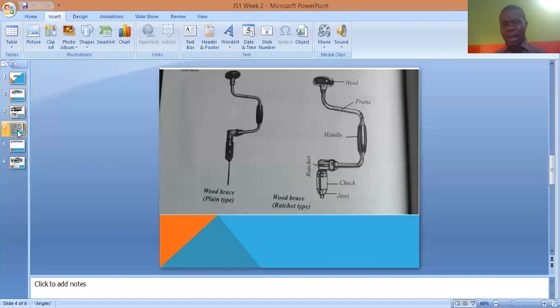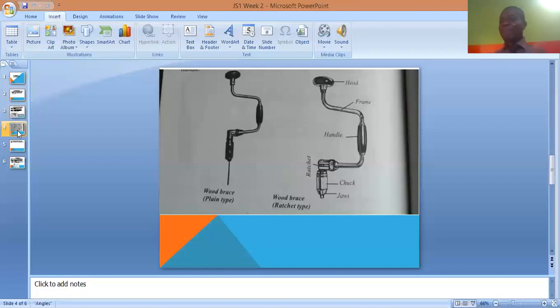Remember, I told you that is the part of the brace. The head, the frame, that is where you hold it, or you come to the handle. That frame connects this side and this side. Mostly the place you're supposed to hold is the handle. But if you have a job that you want to be very strong, you want to separate your hands and make them not to be close, then you can put one hand at the frame at the right hand side, then the other at the frame at the left hand side. But the handle is supposed to be used to hold it.